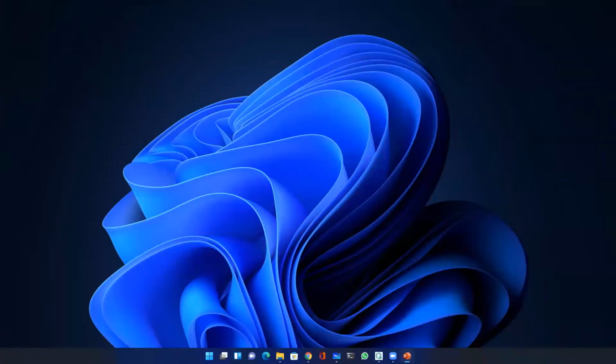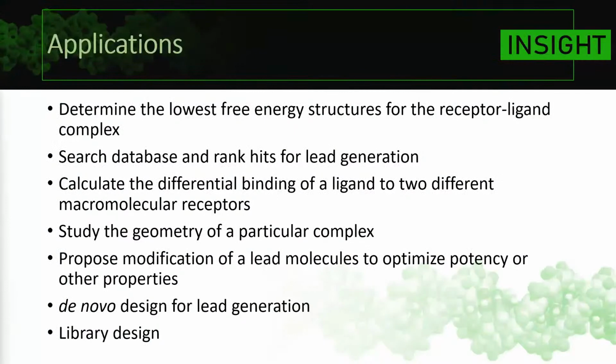Molecular docking has been there for some time, and its applications range in a variety of ways across many domains of the biological and biochemical sciences. The basic application I already told you: the goal of molecular docking is to determine the lowest free energy structure for the receptor and ligand complex, to understand in which form the two molecules will interact so as to have the lowest energy of binding.